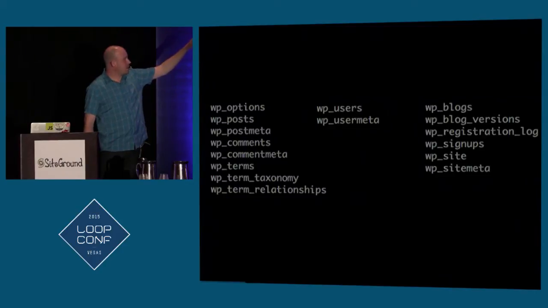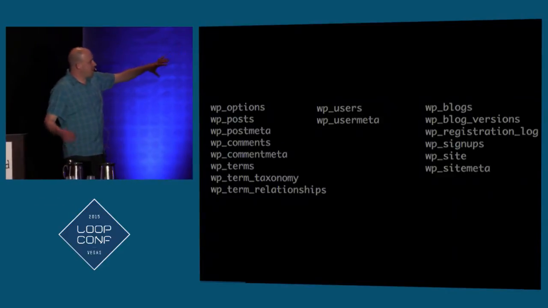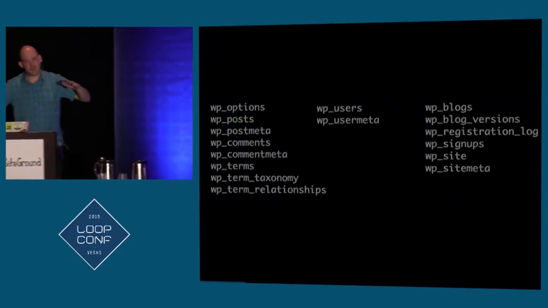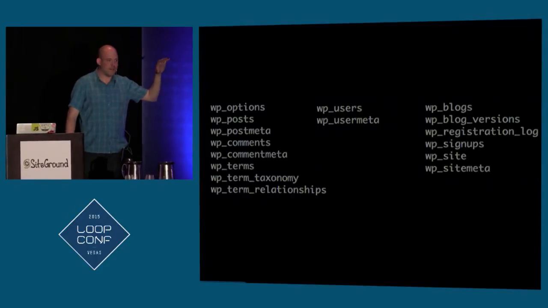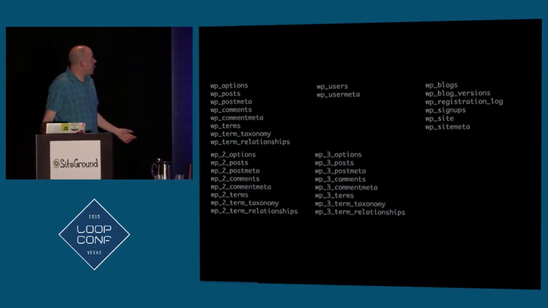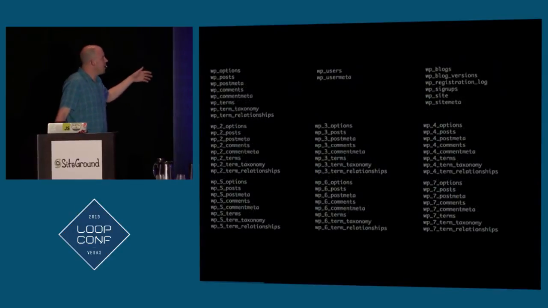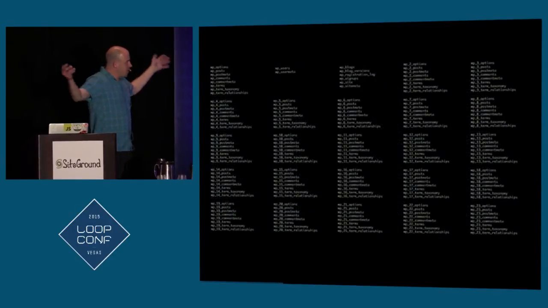The blogs table, the signups table, the site table, site meta. And then the users table, and those tables become this global group. So they no longer belong to that first site that you set up. They belong to the network that you created. And then every site after that you add, we add a new set of tables for the options, the posts, the comments, the terms. And it goes and goes and goes.